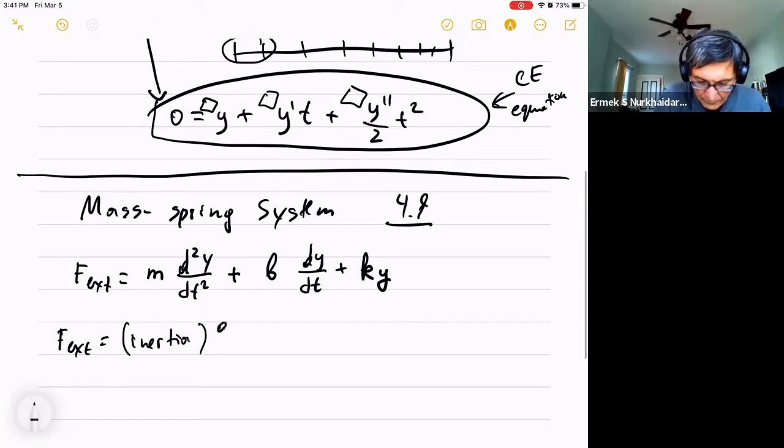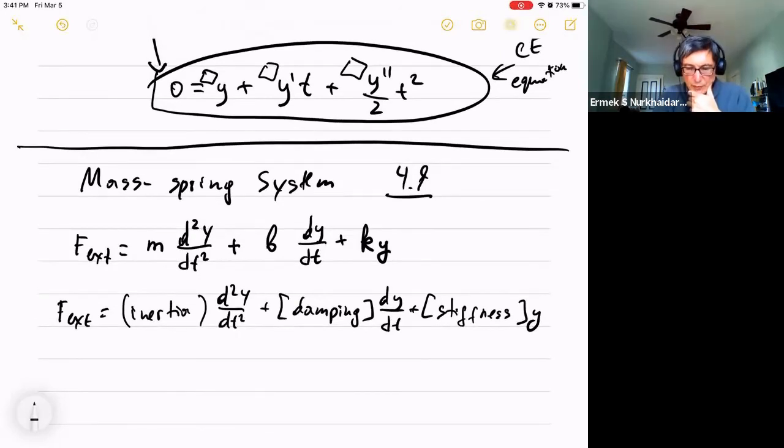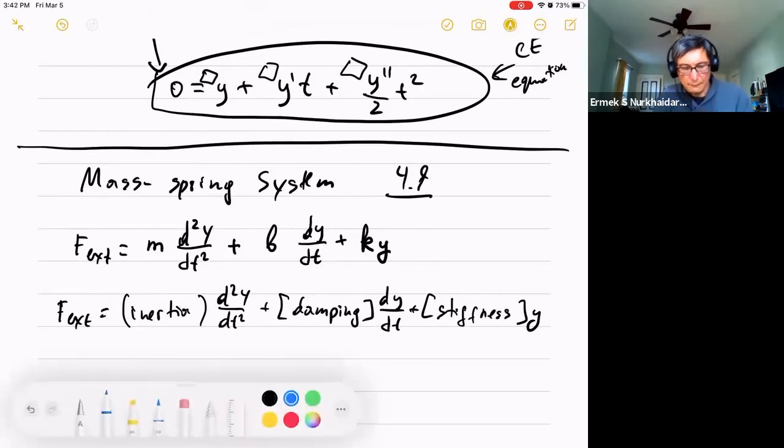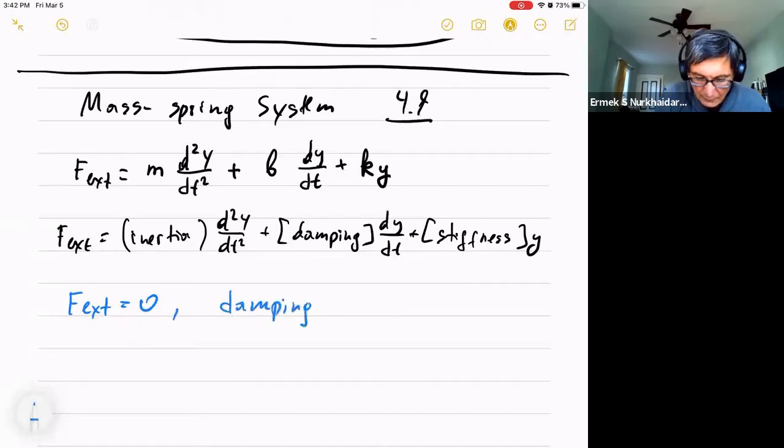times acceleration plus damping times dy dt plus stiffness times y. Right. I want to figure out what is going on with this one again. So our first example will be, we assume that there is no external force, and we assume that damping also is 0. So we assume that the damping is negligible, close to 0.